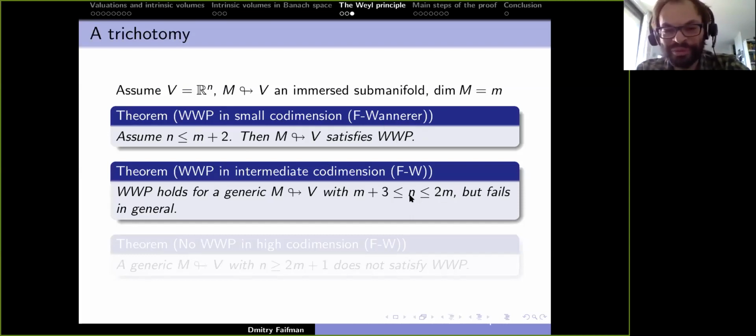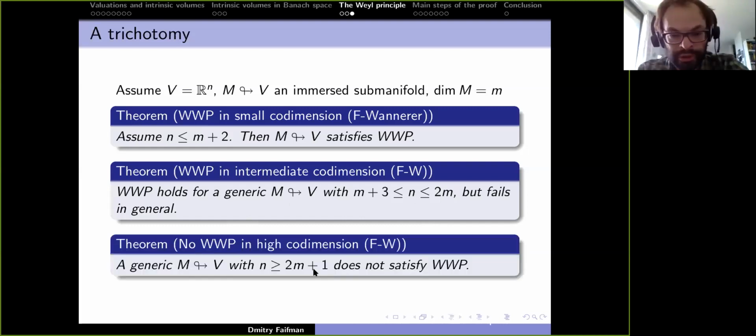When the codimension is intermediate, when the full dimension is between m plus 3 and twice the dimension of the manifold, then we have the weak Weyl property generically for generic embedding, immersion, but you can find counterexamples, and I will even give you one. And when the codimension is high, then the weak Weyl principle fails completely. Generically, you never have it. Okay, that's the result. I think that's a good point to stop and to ask if you have any question about the result.